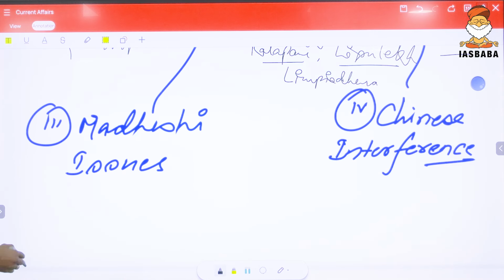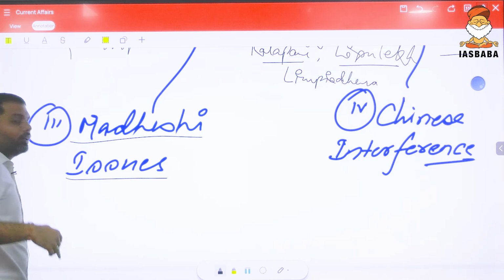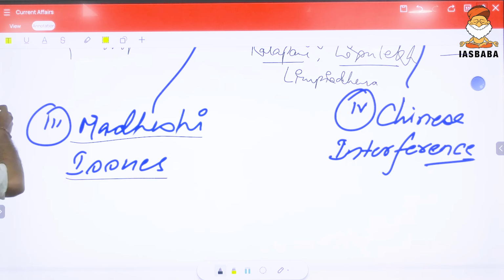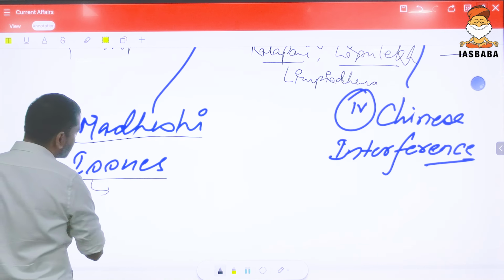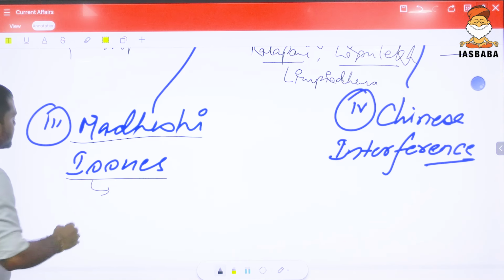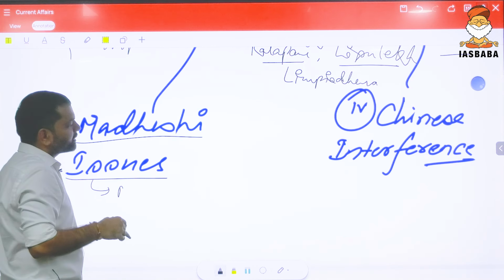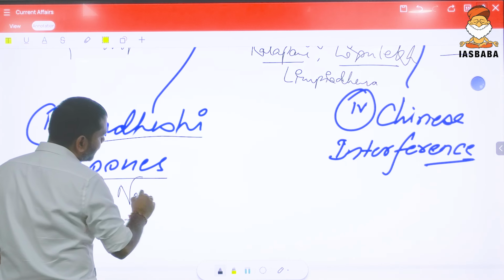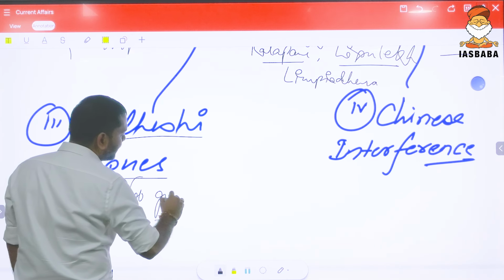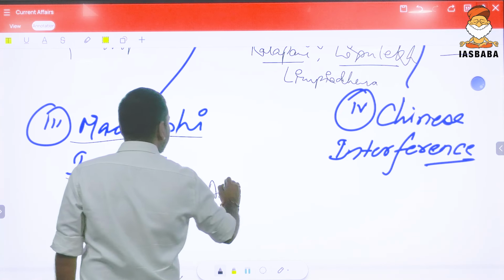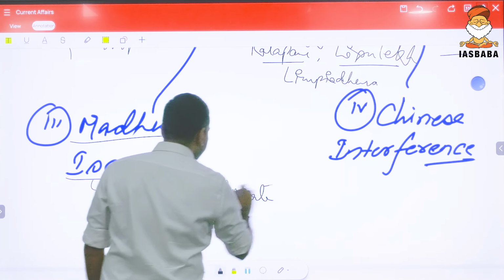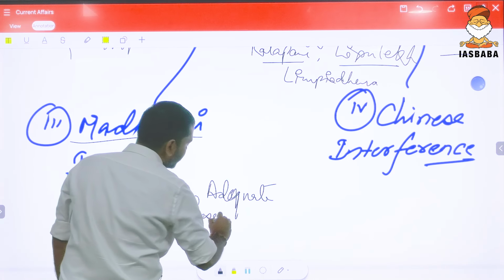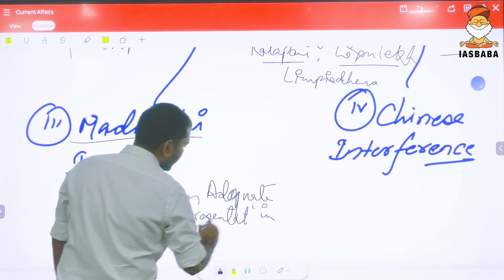The third thing is Madheshi issues. Now Madheshis were protesting in 2015, and they actually created a blockade for 4 or 5 months. The goods were not able to be transported in that country. The Madheshis say that we are the original residents of Nepal, and yet we have not been given adequate representation in parliament. This is what their claim is, right? So that also we need to understand.